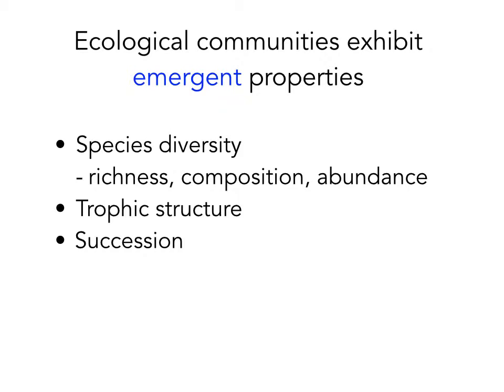Another key emergent property of ecological communities is trophic structure. The term trophic simply refers to feeding or nutrition. When applied to an ecological community, it refers to the overall feeding relationships that exist within a community. That is, who eats whom. The trophic structure of a community is usually represented graphically or through some kind of illustration that shows the trophic relationships among the different species in the community. We'll talk more about this in a moment.